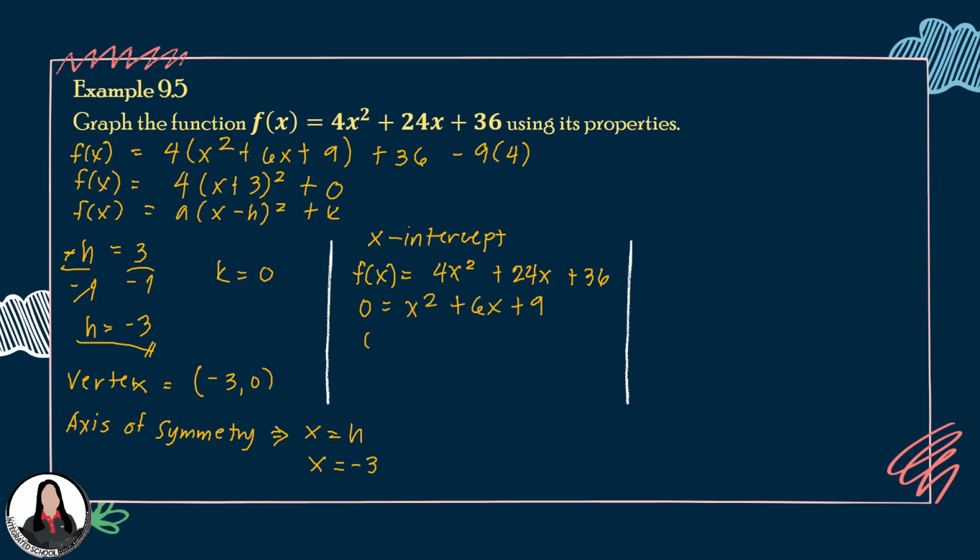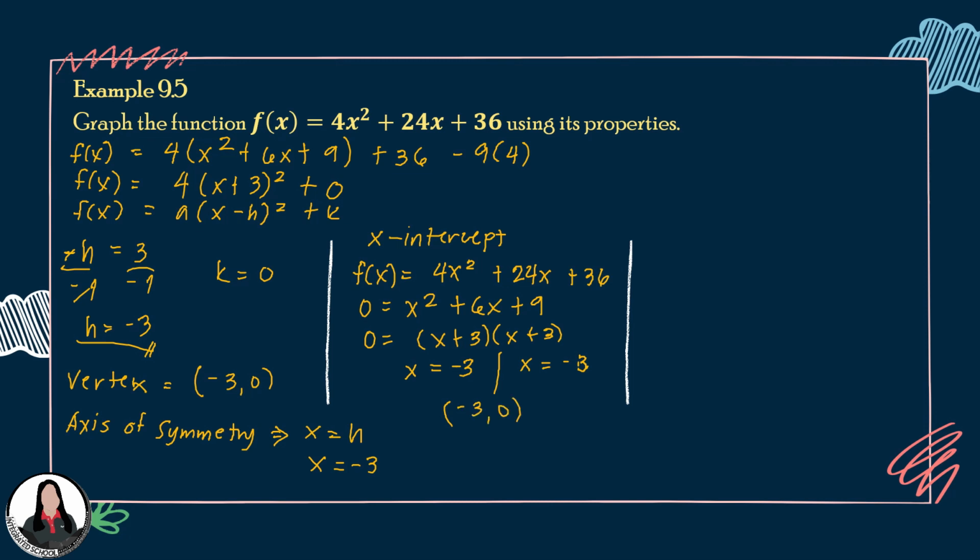And then using factoring, meron akong dalawang factors. I have x plus 3 and x plus 3. Using the zero factor theorem, we can equate both factors to 0, which means x equals negative 3 and x equals negative 3. So, parehas po ang nakuha nating value for our x. That means, isa lang ang ating x-intercept. So, that x-intercept lies at negative 3, 0.